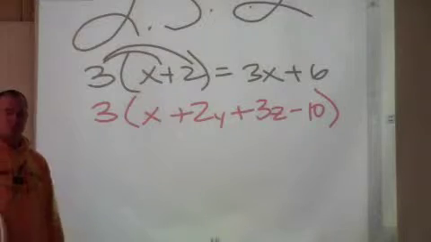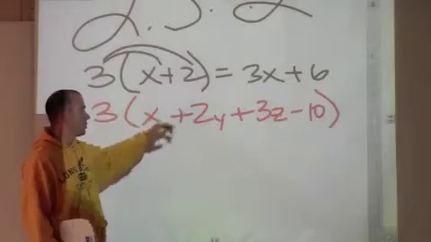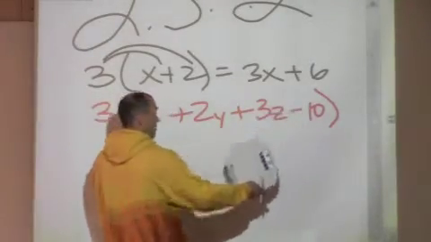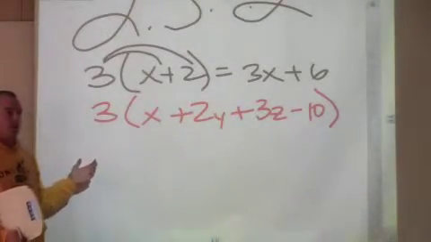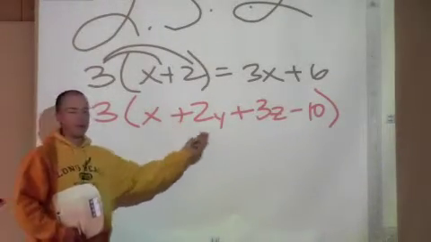No, think of it like a bag of groceries, right? This is just a little bag of groceries. It's only got 2 things. It's got an x and a 2. This is a big bag of groceries. There's a whole bunch of them. But how many bags do I have? I've got 3 bags. So I've got 3 of every one of these things in each bag.